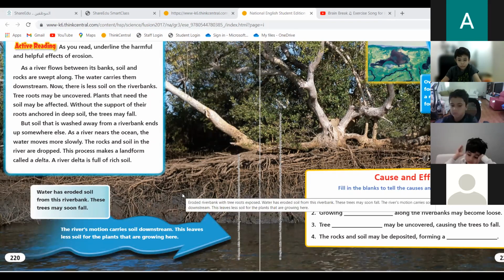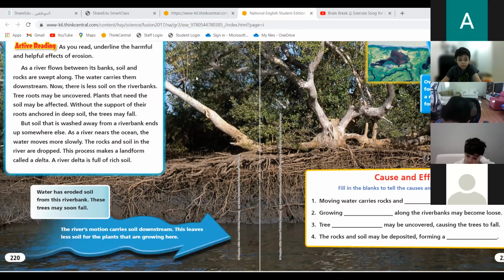So as the river flows, can you see the arrow down here, the blue arrow? So the river can flow this way. When the river flows in this way, it will carry soil downstream with it. Then it will leave this plant with not enough soil to hold on to the tree, so the tree may fall down soon. Okay, so erosion can be very, very bad, but let me tell you something. When water takes away the soil and moves it, it will take it to another place.